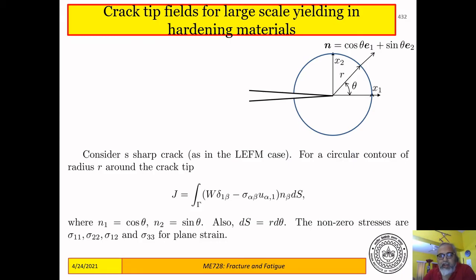So we have looked at the corrective fields in large scale yielding when there is no hardening in the material. For a rigid perfectly plastic material, we have looked at the slip line fields, and from the slip line fields we have been able to calculate the stresses in different sectors ahead of the crack tip that we have done in the last class.